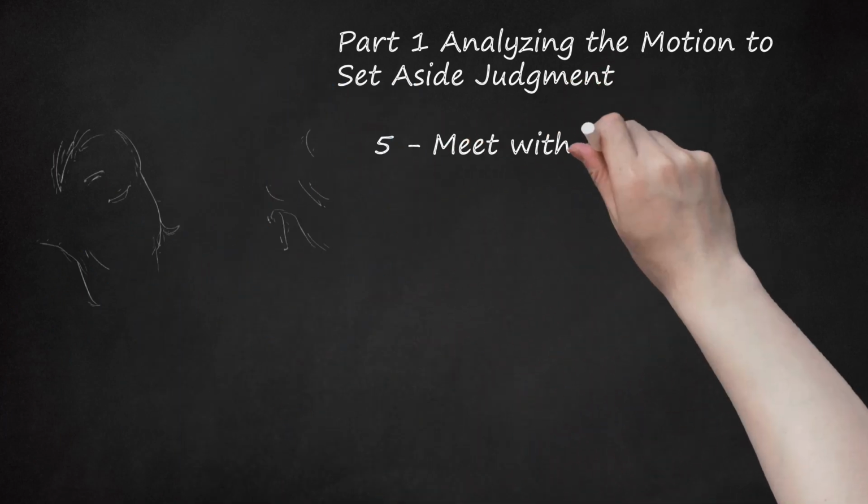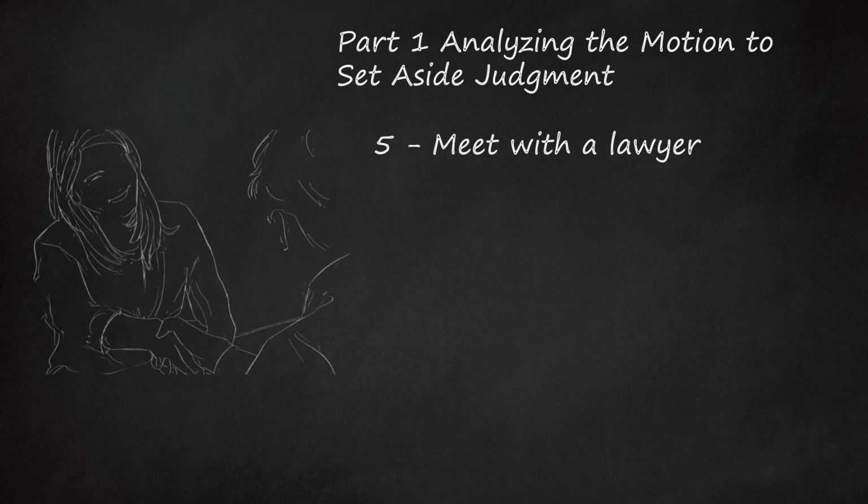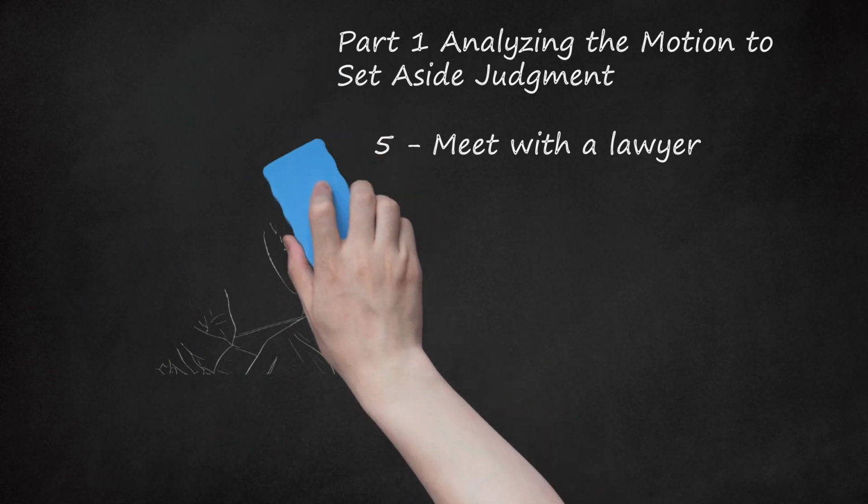5. Meet with a lawyer. If you need help figuring out how to oppose a motion to set aside the judgment, then meet with a lawyer. He or she can listen to you describe the circumstances of the lawsuit and then offer advice. You can get a referral to a lawyer by contacting your local or state bar association and asking for a referral. Call the lawyer and ask to schedule a meeting. Also ask how much the lawyer charges.